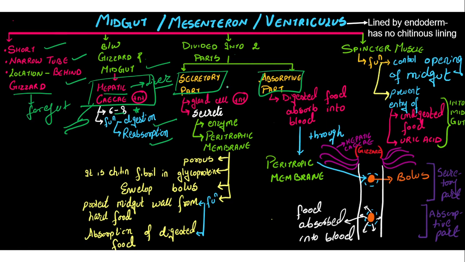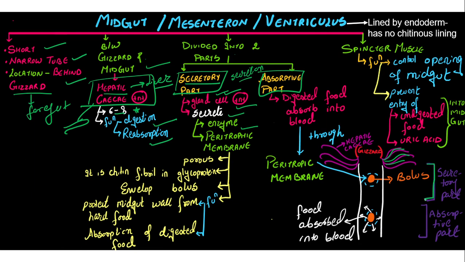Let's study the secretory part. The secretory part consists of glandular cells. See, secretion is there, so for sure glandular cells will be present, because if glandular cells are not present, then how will secretion occur, right? So for secretion, what has to be present? Glandular cells. What does it secrete? It secretes enzymes. The peritrophic membrane is also secreted by the glandular cells present in the secretory region. See this diagram over here. The first part is the hepatic caeca which you can see here.